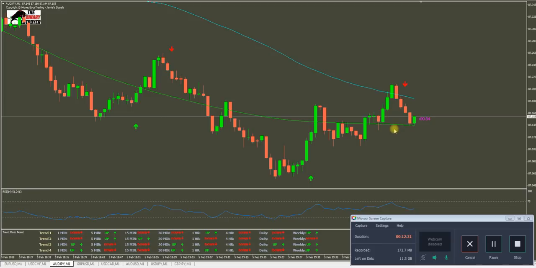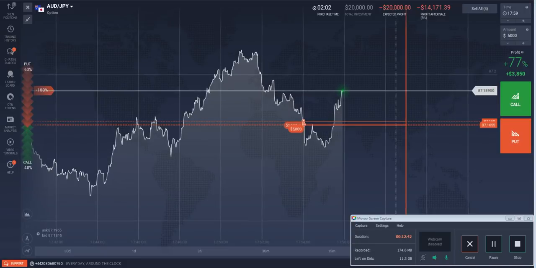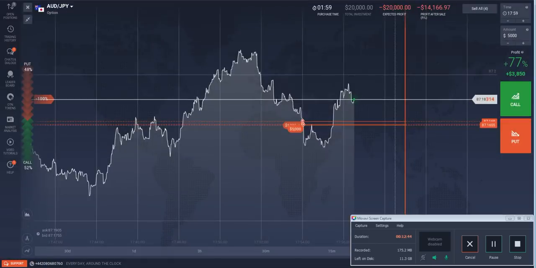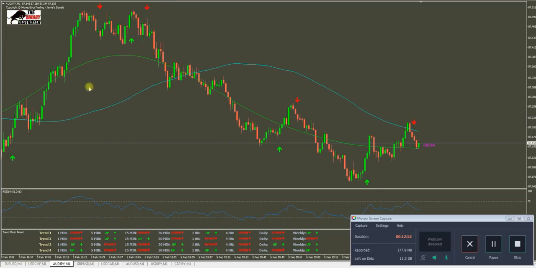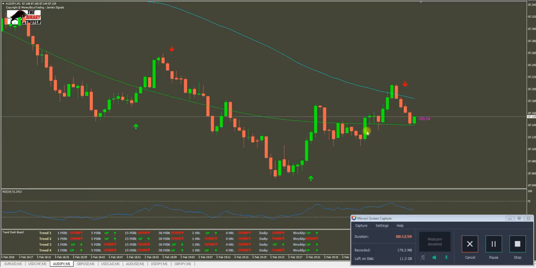Okay, I've been sitting here for probably half an hour and the only real trade I've got is AUD JPY. Okay, meets all the rules. I've taken the trade. Unfortunately, I took a 5-minute trade because IQ Options wouldn't let me take any longer. So hopefully that wins. If it doesn't, then you know why. It's because I took a 5-minute trade and not a 30-minute trade.